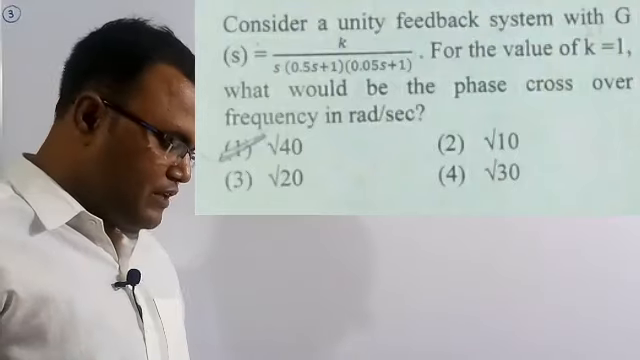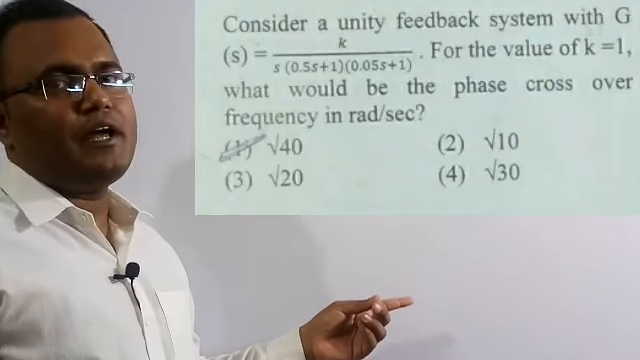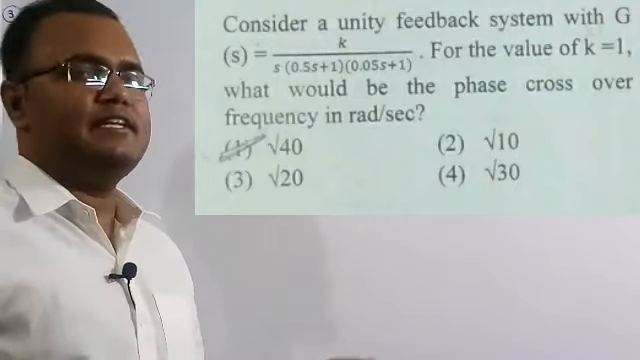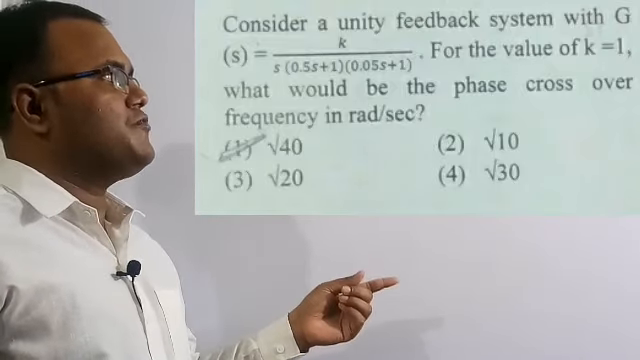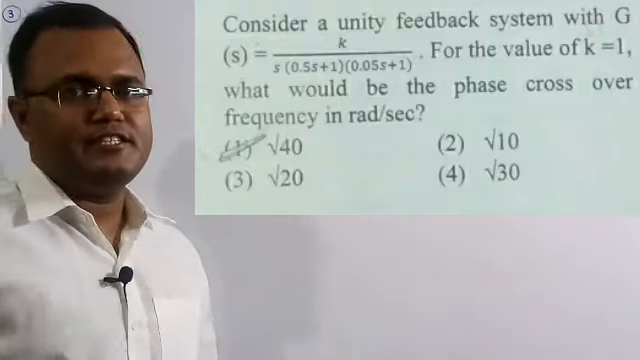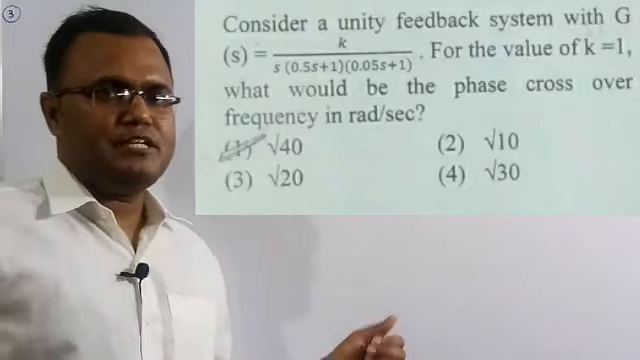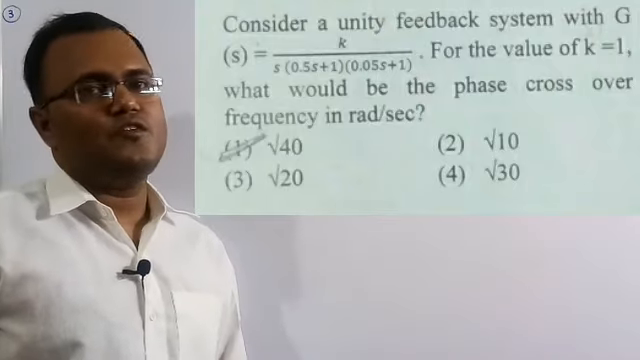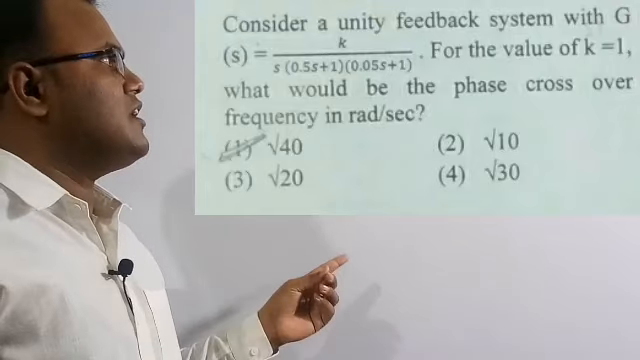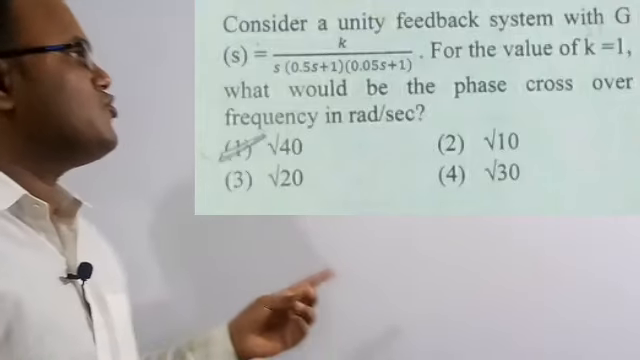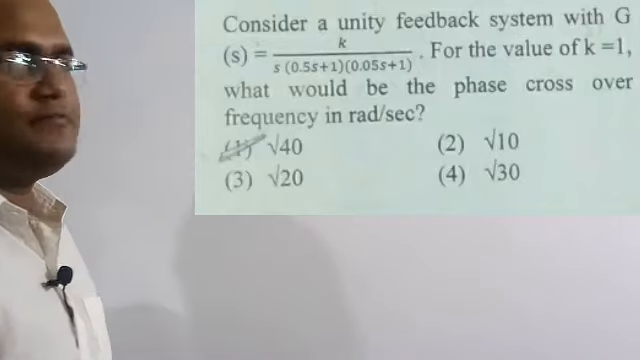Phase crossover frequency means the angle of g of s h of s at omega pc is equal to minus 180 degrees. So at that particular frequency, the angle of g of s and h of s is equal to minus 180 degrees. At that condition, we have to find the value of the frequency. That frequency is called the phase crossover frequency. See, in these four options, the option A is correct, means root over 40 radians per second is the correct answer. So let's solve this numerical.